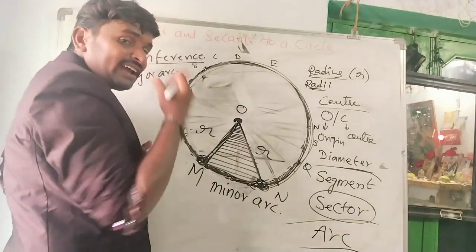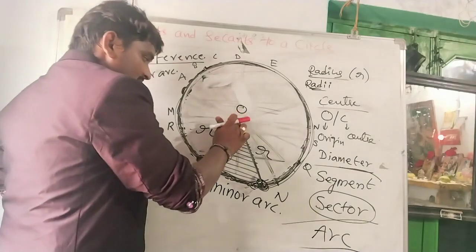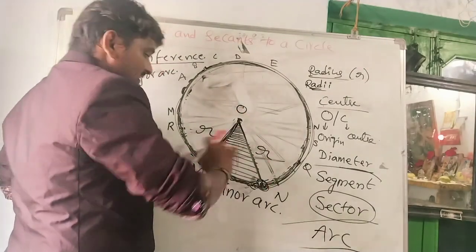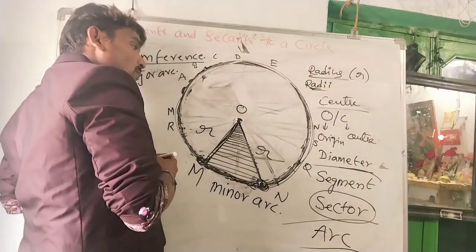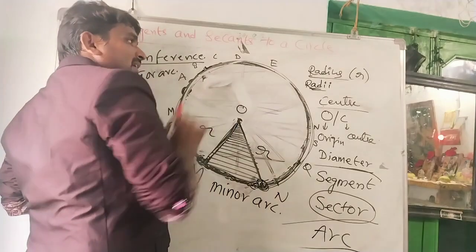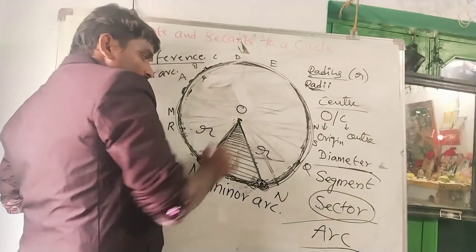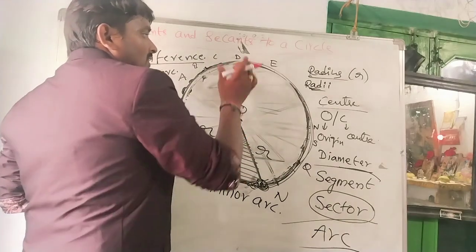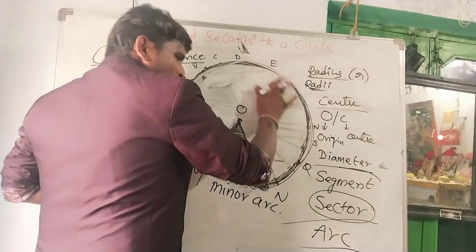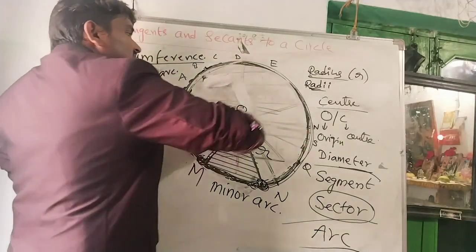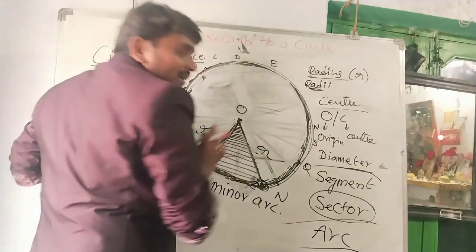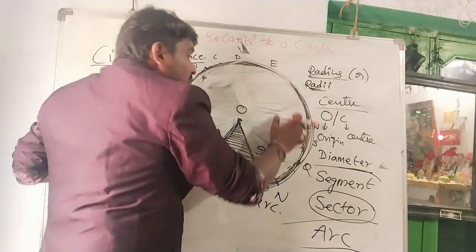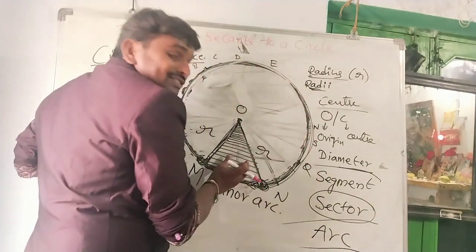How many radii have we taken here? We have taken two radii. This is the first radius, this is the second radius. This is arc. So the portion, or the area, or the region between two radii and one arc is called sector. This sector has the greatest area, or maximum area, and occupies more area than this one.